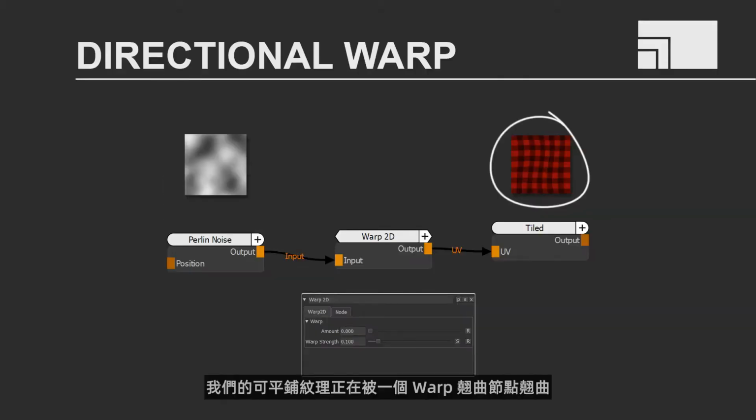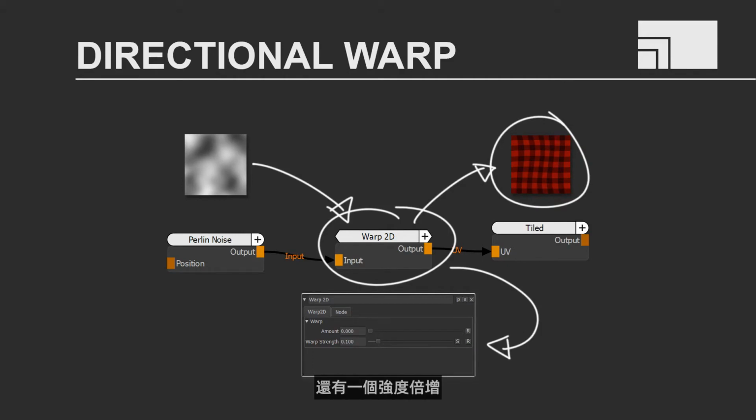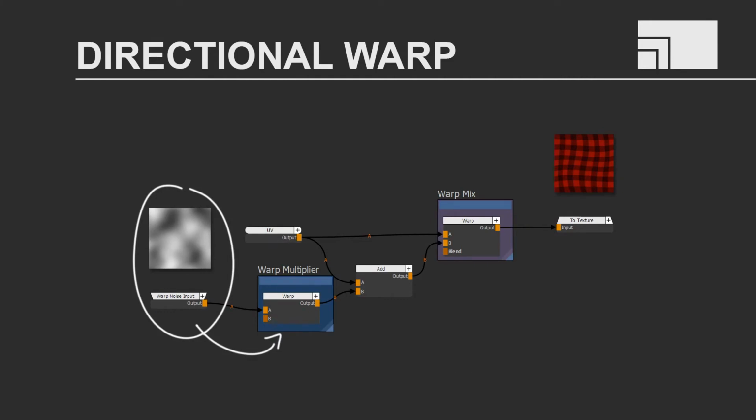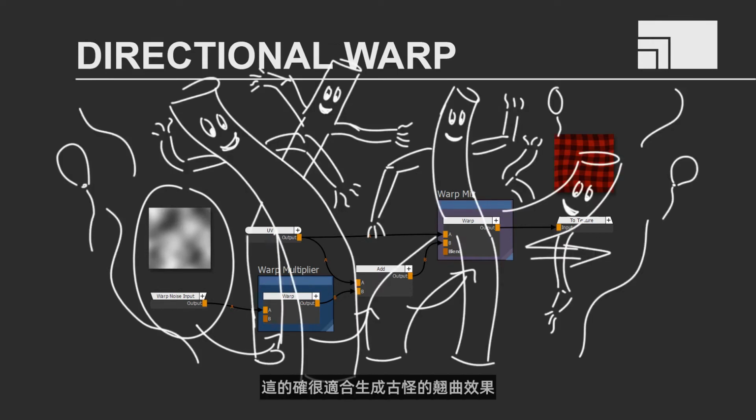Our tileable texture here is being warped by our warp node, which is driven by a noise or a texture of some sort. The warp node itself has some parameters to control the overall amount of the effect as well as a strength multiplier. Inside the node, we can see the warp noise comes in here. It's plugged into this multiplier where input A is multiplied by this exposed parameter B. We add this to some standard UV information, which gets blended in this mix node. The more input B is mixed in, the greater the overall amount of the warp. So that's great for a wacky, wonky, weird, warpy effect. How can we get this to work in a specific direction?